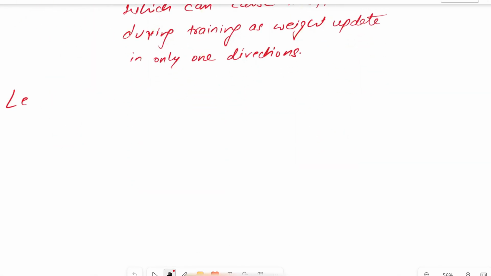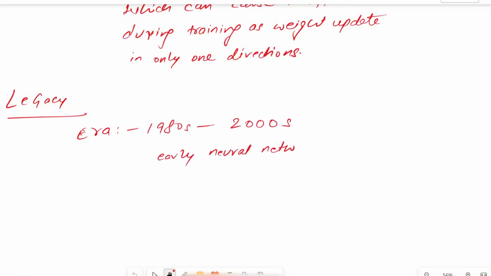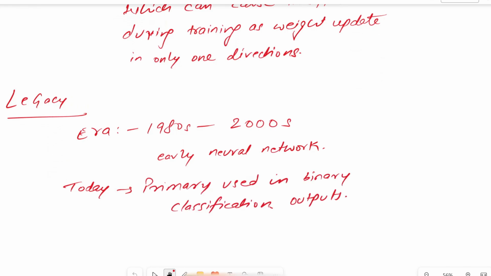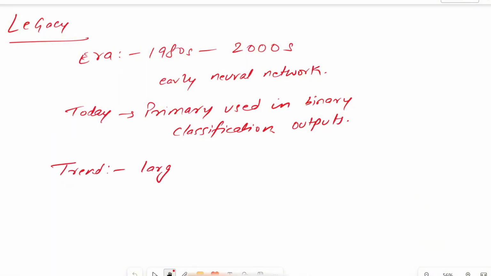Today, sigmoid is not used anymore in hidden layers. You will only see it in binary classification outputs like cat and dog problems. Although it has a huge legacy, it is now largely replaced by the ReLU family in hidden layers.